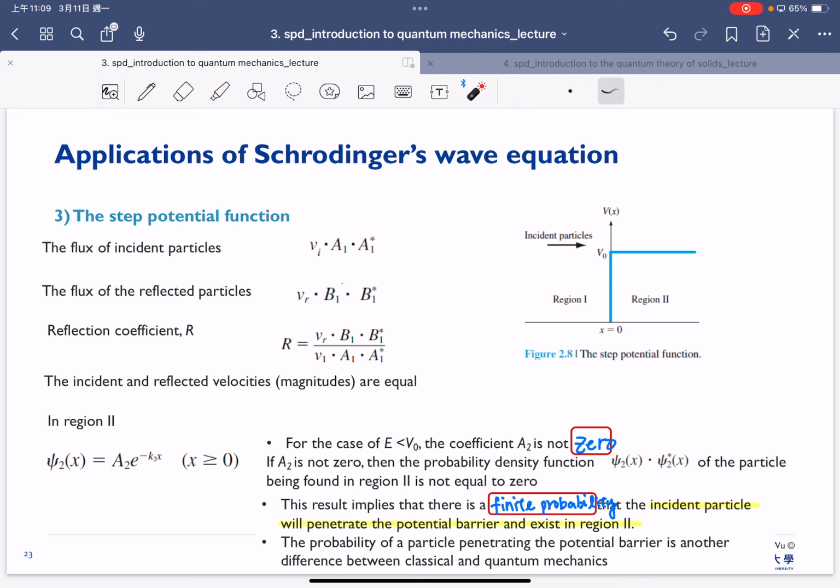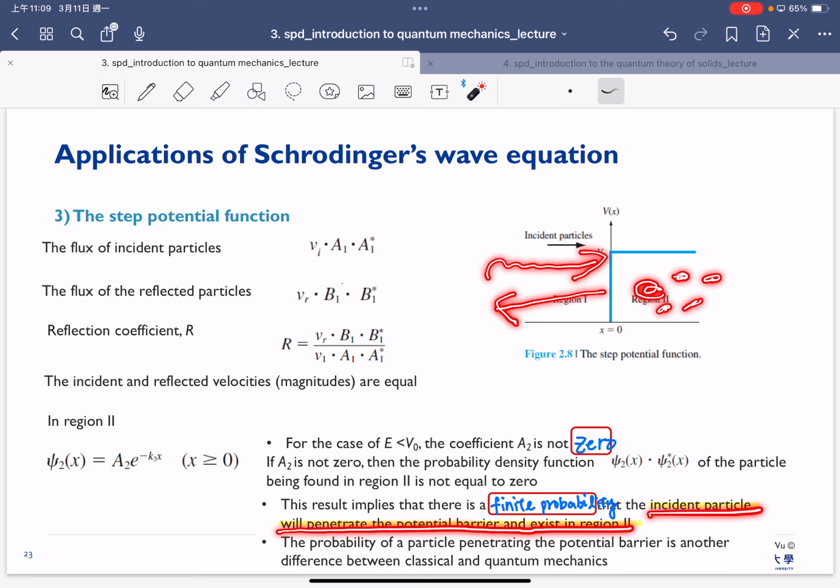So that means in region 1, you have a certain incident and certain reflection. But also in region 2, we found that there's a certain particle that can possibly exist in region 2 as well. As I was saying here, the incident particle will penetrate the potential barrier and exist in region 2. So the probability of a particle penetrating the potential barrier is another difference between classical and quantum mechanics.